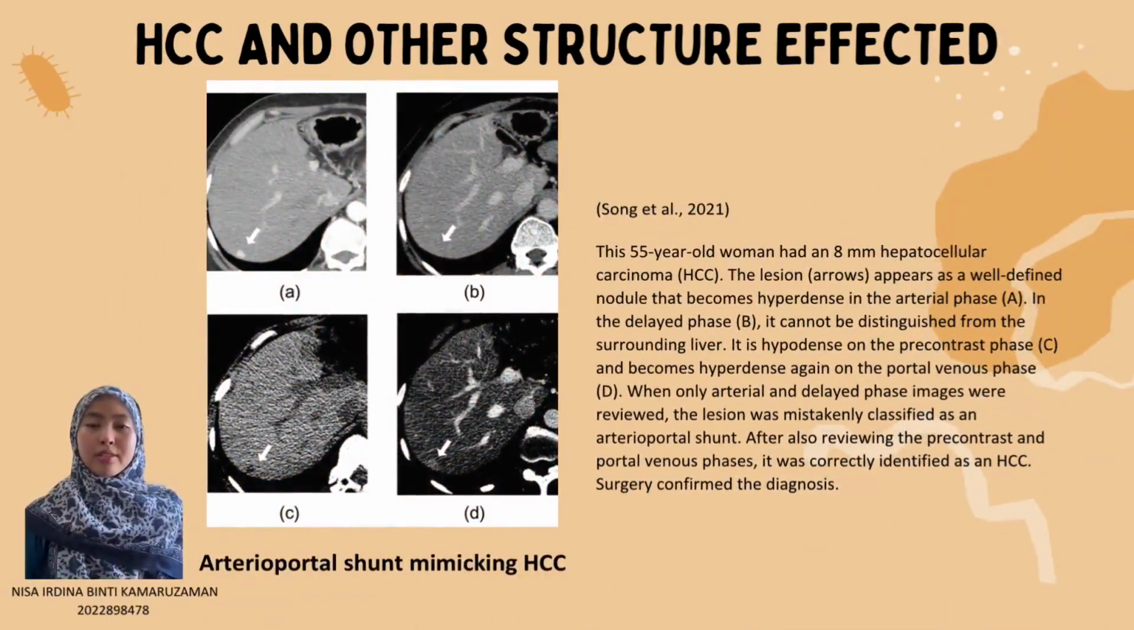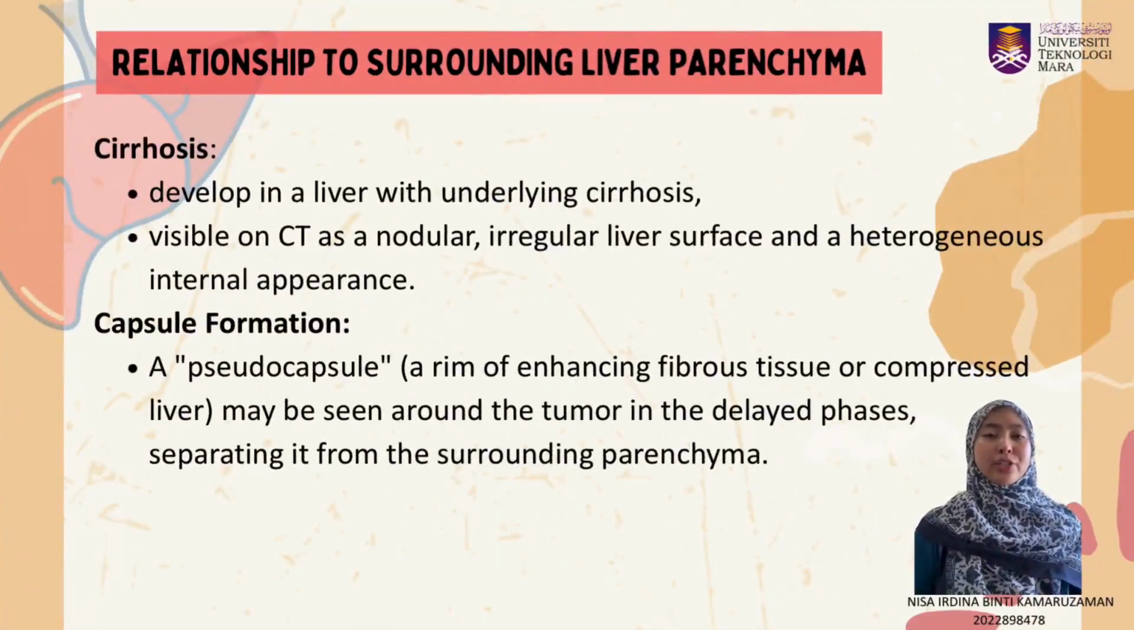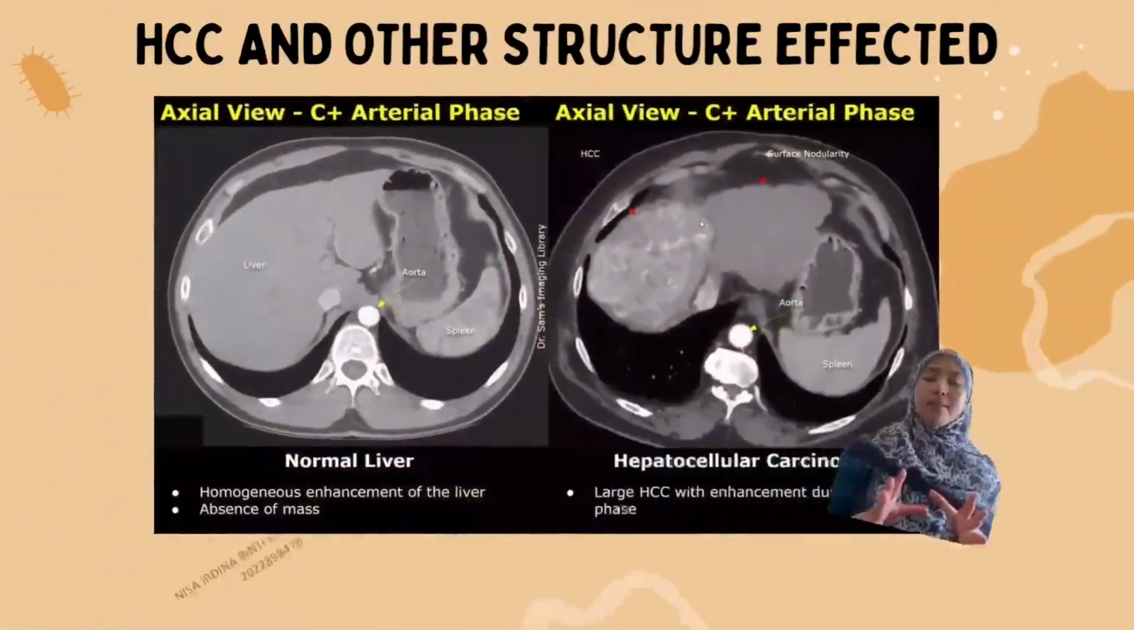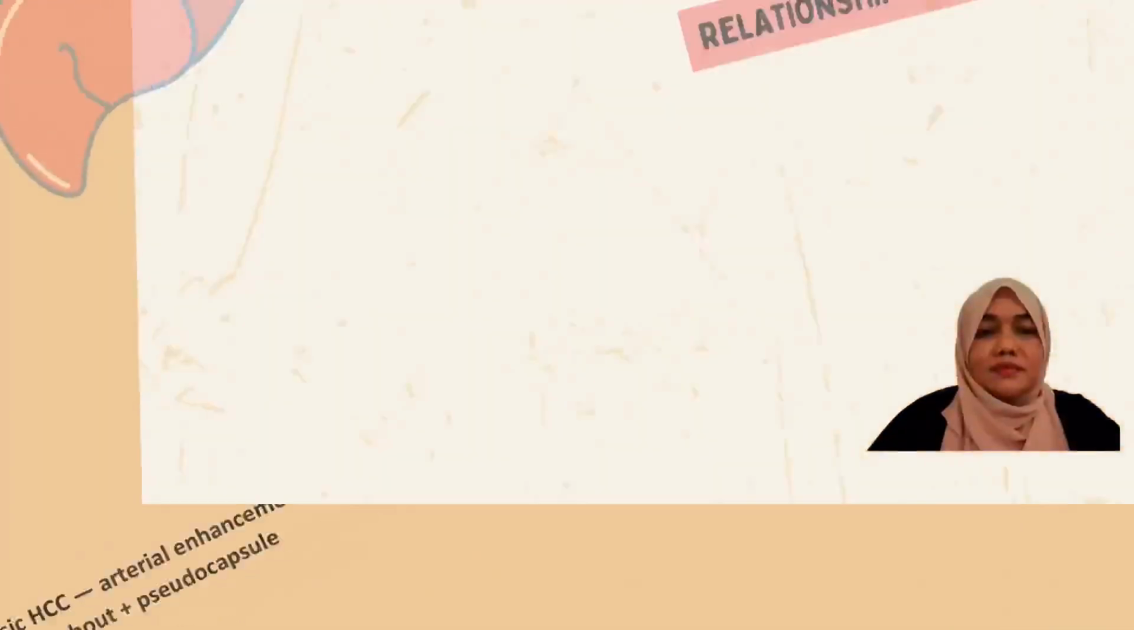In these images, the arrow indicates a well-defined nodule that becomes hyperdense in the arterial phase in image A. As for the relationship to surrounding liver parenchyma, it is visible as a nodular, irregular liver surface and heterogeneous appearance. A pseudocapsule can be seen around the tumor in the delayed phase. This is an example of HCC with pseudocapsule appearance. Since the tumor interacts heavily with liver parenchyma, Kaina, can you explain other relationships with liver parenchyma?